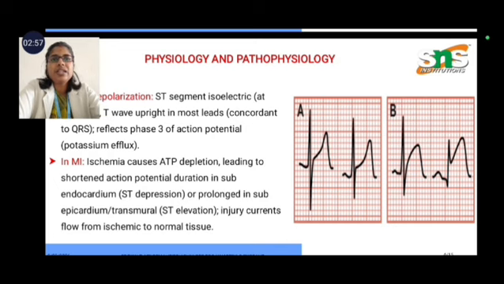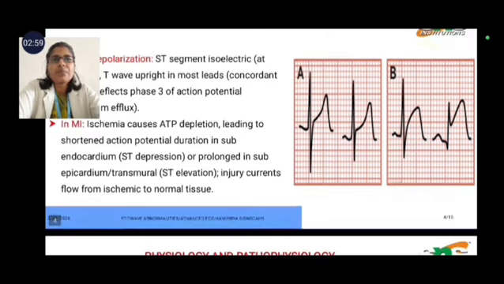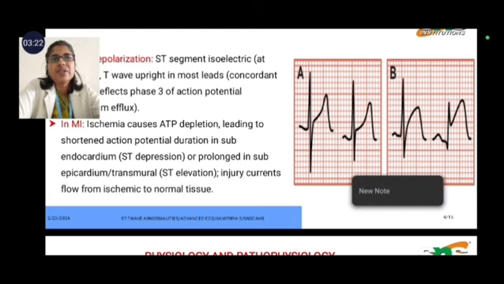Here in MI, the ischemia causes ATP depletion, which leads to a shortened action potential duration in the endocardium and also a prolonged one in the subepicardium. In transmural injury, an ST elevation is noted. Injury current flows from the ischemic to the normal tissue. Here the images: A is normal and B is ST elevation.